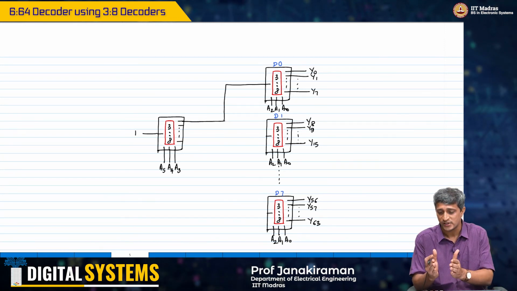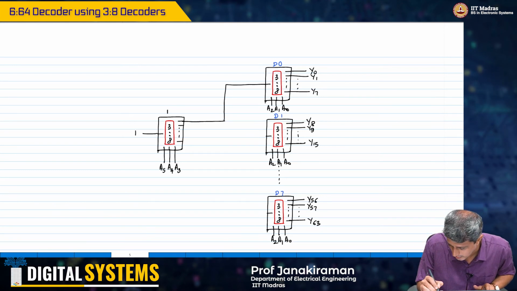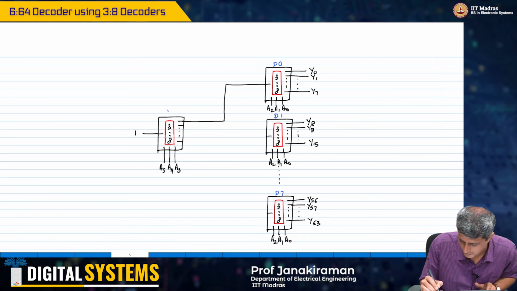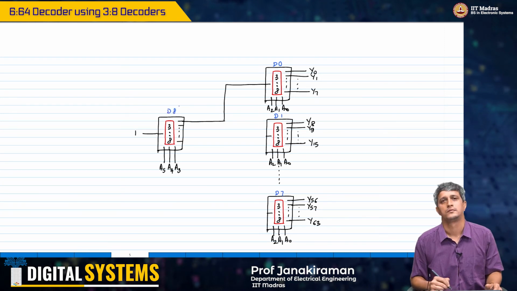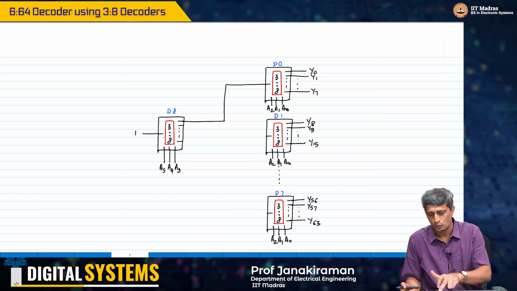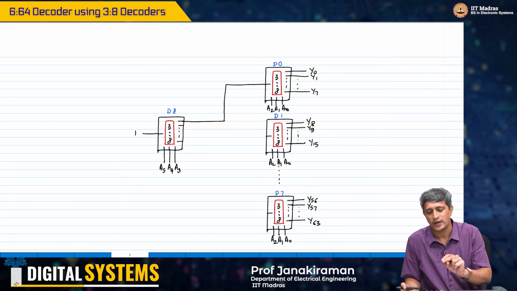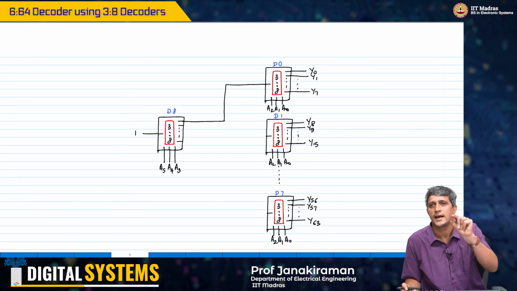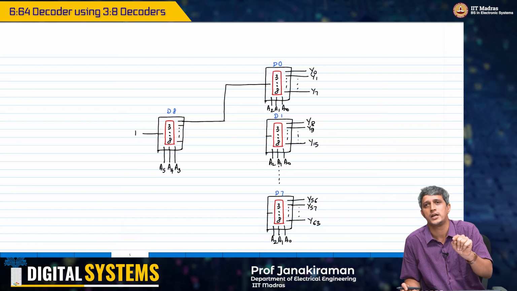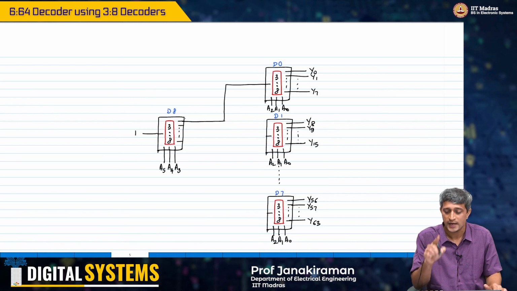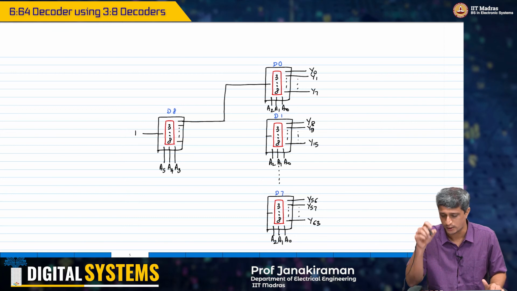Okay, so what this means is, I'll call this decoder D8. Okay, that's my decoder D8, right? And what it's basically saying here is, I have connected the pins A5, A4, A3 to the internal pins A2, A1, A0 of the 3:8 decoder, right? And the output Y0 of D8 is now going to the enable of D0.